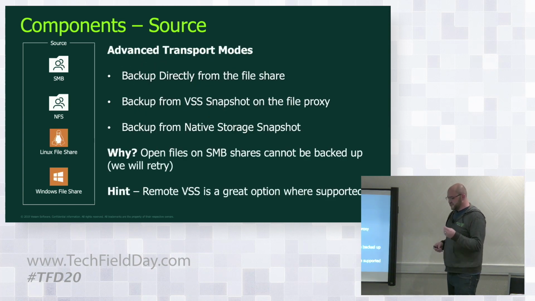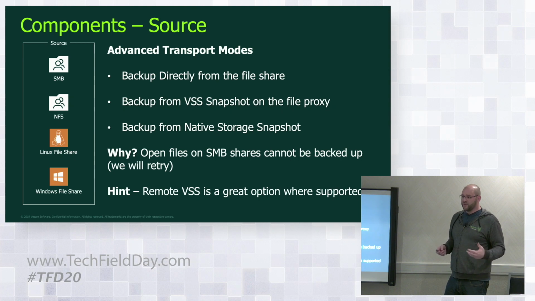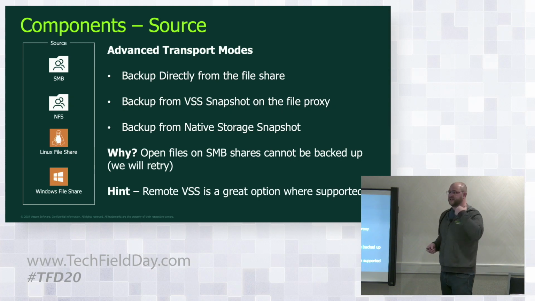What we also have is these advanced transport modes. Now, we have 3 options, all configured on a per share basis. So we have backup directly from the file share. Now, this is just we don't care about locked files. Let's just take the backup. We will go back and retry those locked files, but it's a very quick way of being able to take those backups. Some workloads will allow us to do that. Some companies will be okay with that and miss those locked files because the next backup run will capture them.